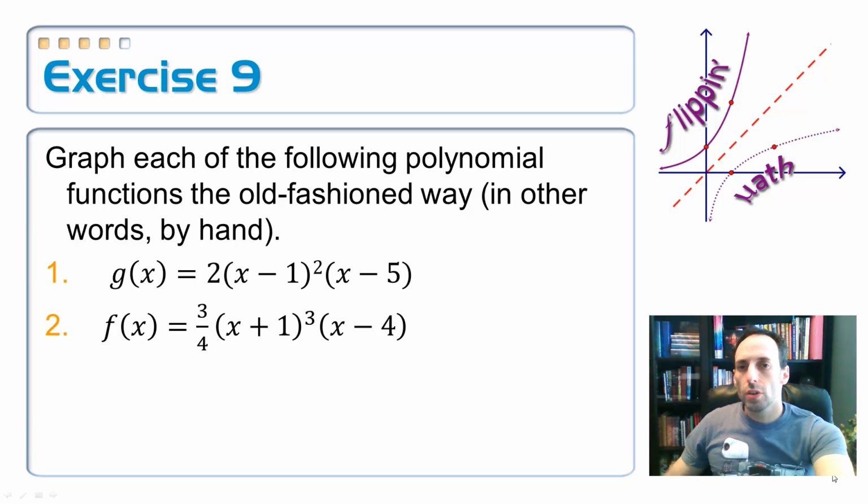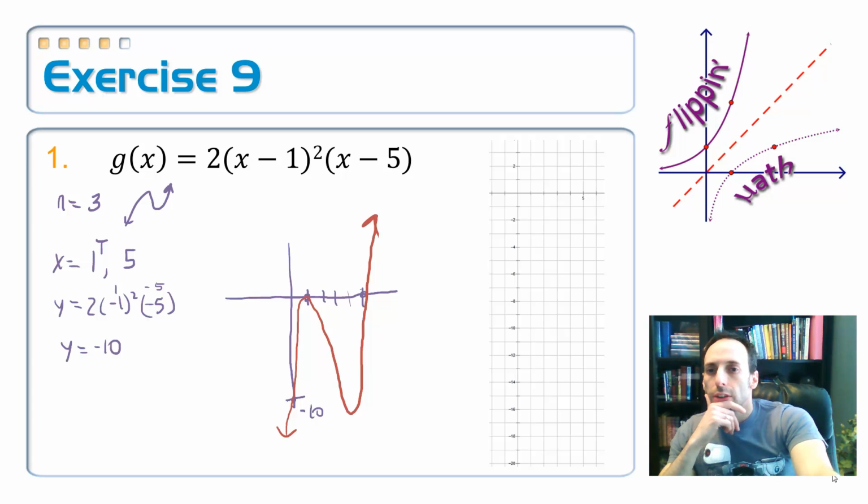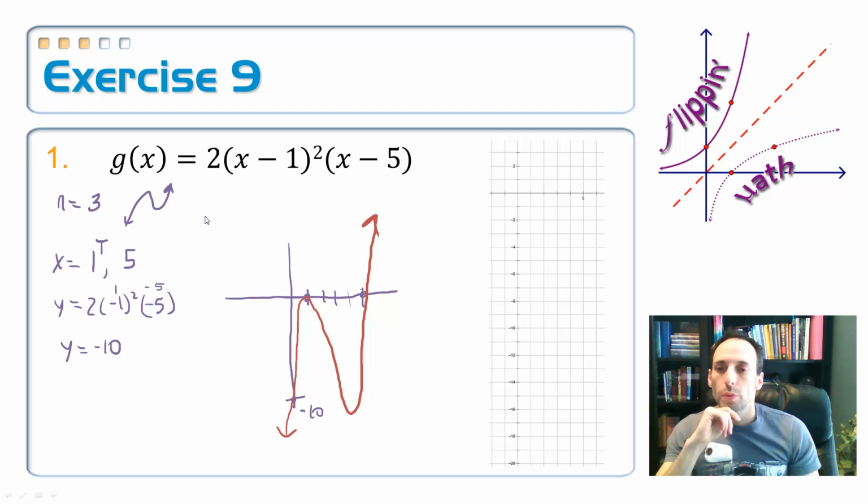Okay, let's take a look at your graphs then. So here's my attempt on this first one. I saw that the degree was 3 because you have an x squared here and multiply times x, so degree is 3. Leading coefficient's positive, so there's a rough sketch of it.